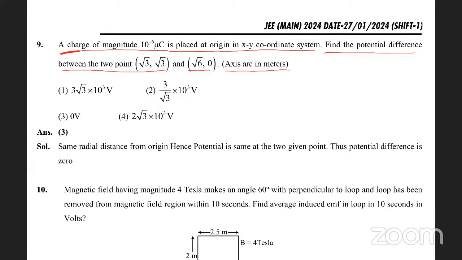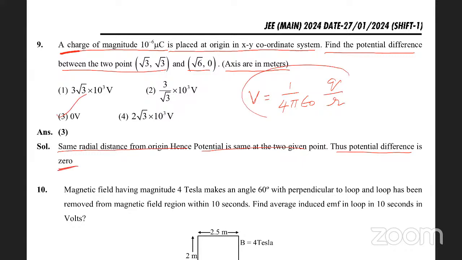Here, a very, very important thing is that potential is a scalar quantity, 1 by 4 pi epsilon naught q by r. In this case, the radial distance from the origin is the same, hence the potential is the same at the 2 given points, so this potential difference is 0.